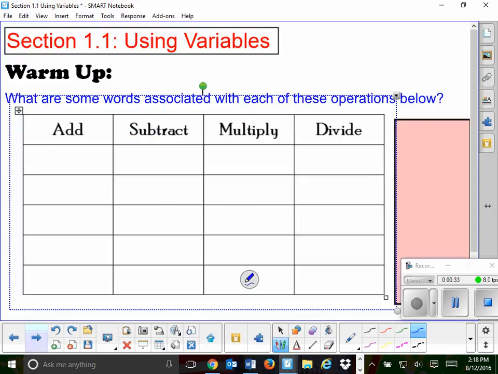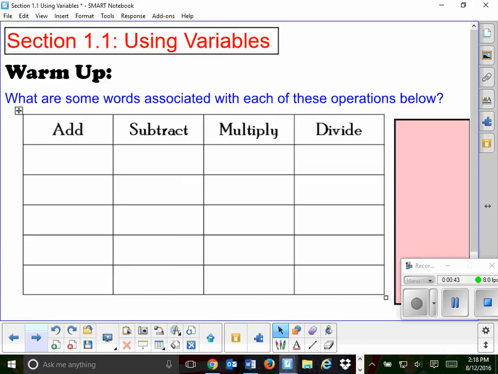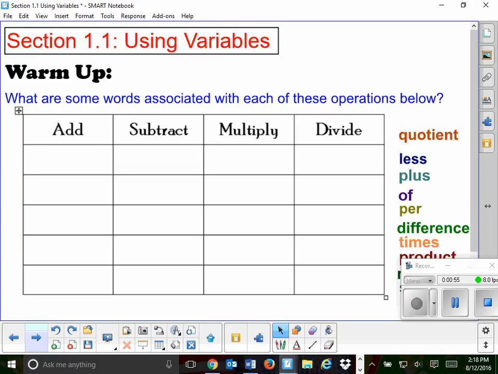So here we go. What I'd love for you to do right now is to pause the video and fill in words that are associated with each of these properties below. So think about some words that go with add, subtract, multiply, and divide. Pause this, fill it out, and then turn it back on. All right, now we should be ready to go.